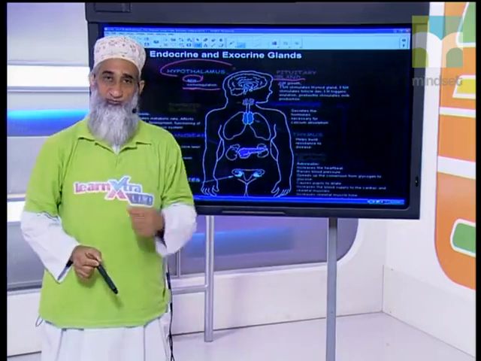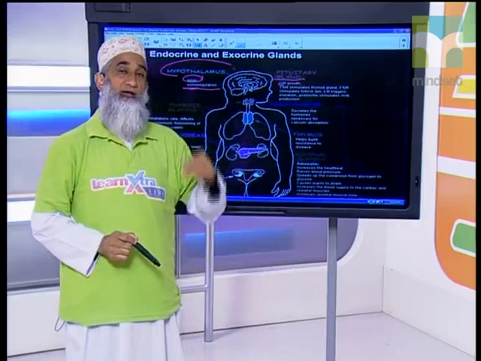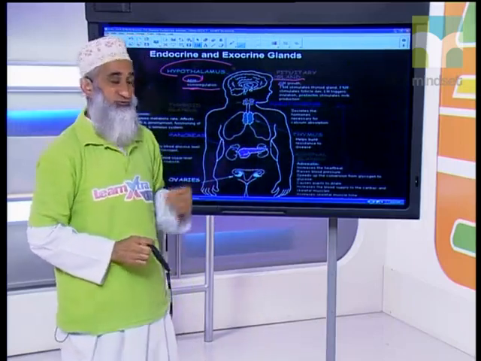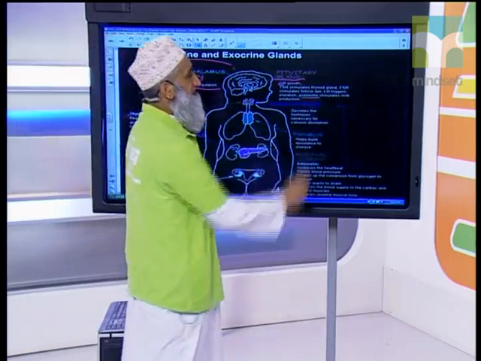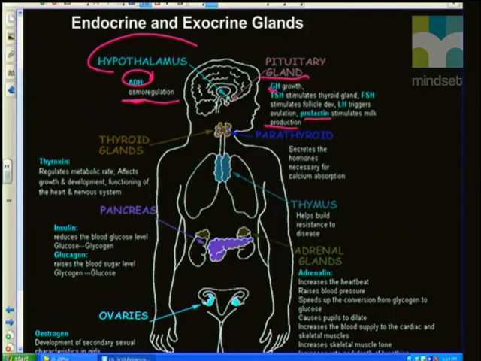LH, also from reproduction, triggers ovulation, and as a result, leads to the formation of the corpus luteum. Prolactin, the lactin coming from lactose, stimulates milk production in pregnant women and thereafter when they give birth.